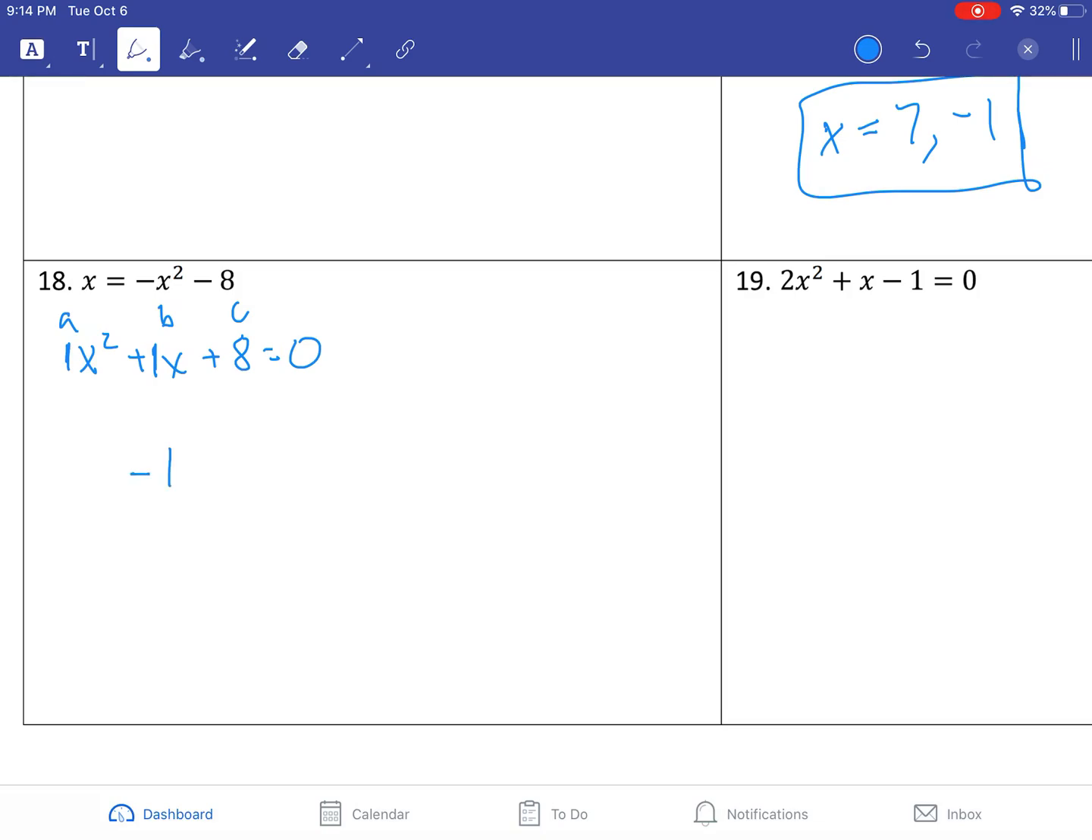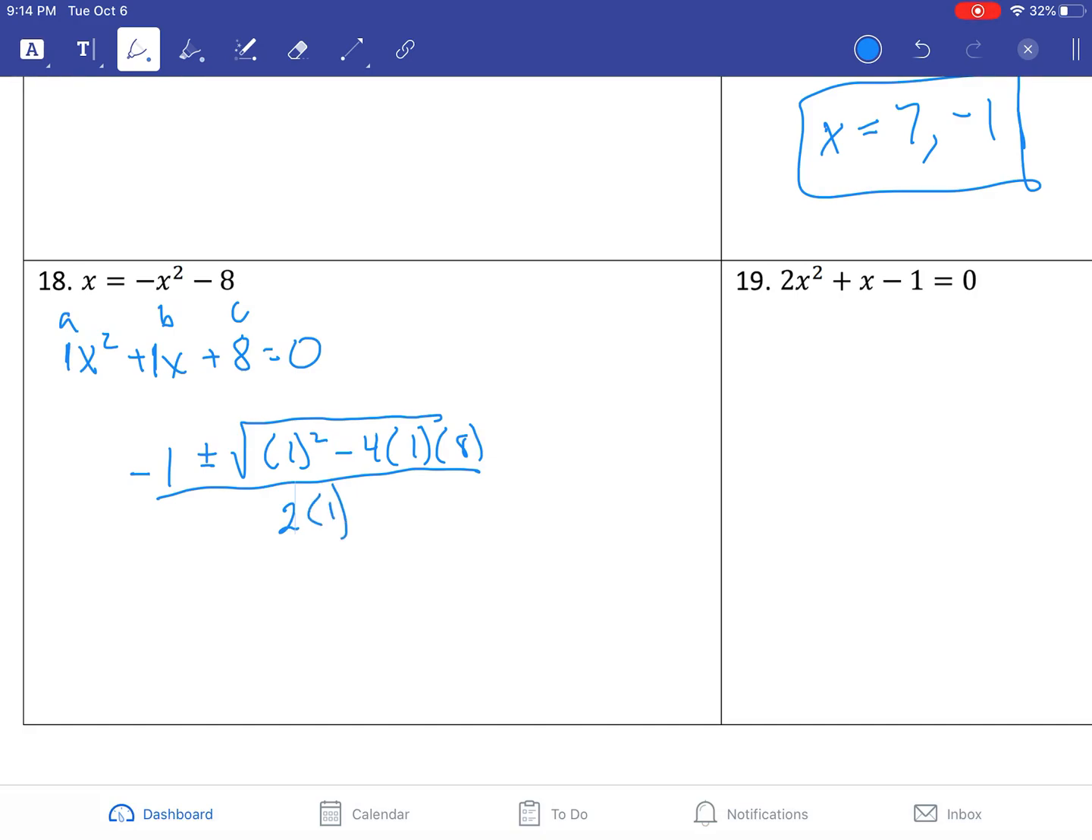We have negative 1 for negative b, plus or minus the square root of b squared, which is 1. Notice I put it in parentheses just in case it was negative. Minus 4 times a, which is 1, times c, which is 8. All over 2 times a, which is 1.